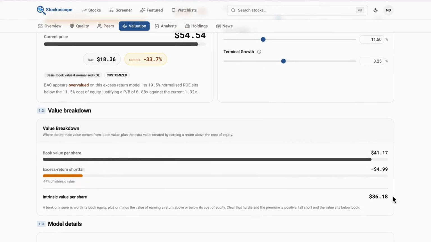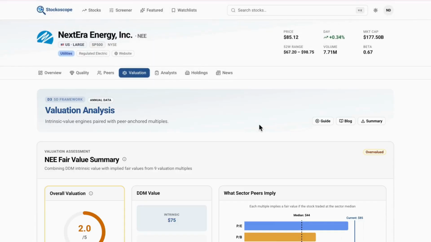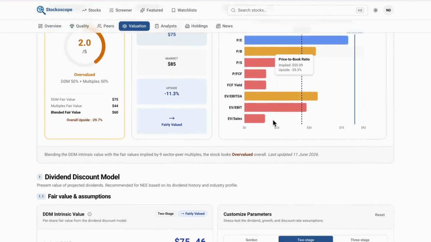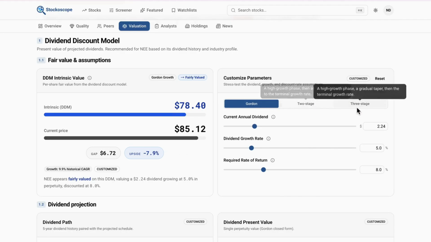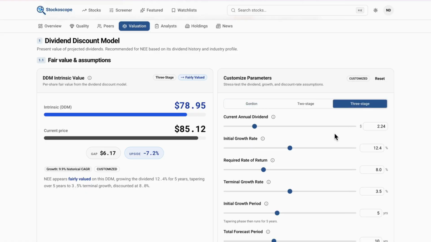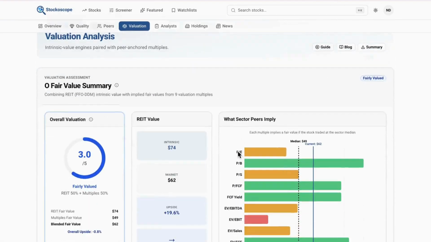For stable, dividend-led companies such as utilities, the platform uses a dividend discount model or DDM. This values the stock from its expected future dividends, the dividend growth rate, and your required rate of return. You can use a Gordon growth version for steady dividends, or a multi-stage version for companies whose growth changes over time. For REITs and real estate companies, the platform switches to a funds from operations-based model.